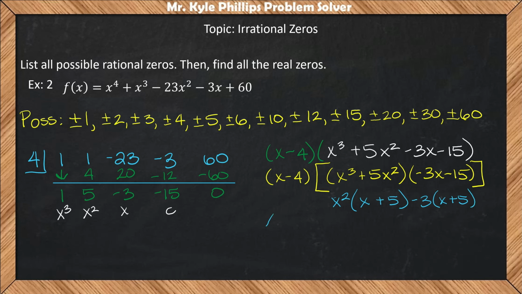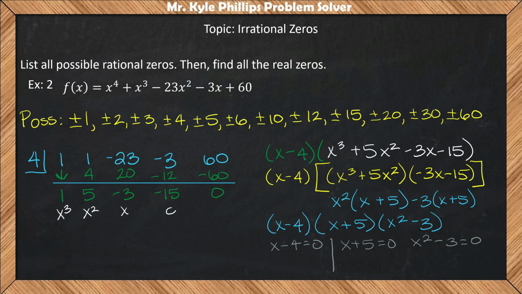So my factors are going to be x minus 4, x plus 5, and x squared minus 3. Now remember, they wanted you to find all the zeros. So what we need to do is take each factor here and then set it equal to 0. So this would be x minus 4 equals 0, x plus 5 equals 0, and x squared minus 3 equals 0.